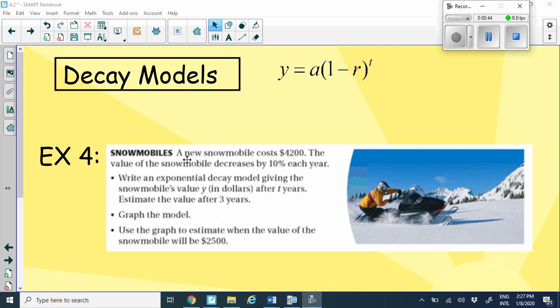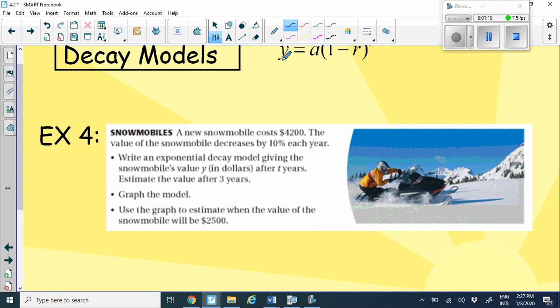So for this problem, it says a new snowmobile costs $4,200. The value of the snowmobile decreases by 10% each year. So notice we see the word decrease, so we kind of know we might have to use a decay model. But they do tell us to write an exponential decay model, giving the snowmobile's value y in dollars after t years. So here, we're going to use this model and the variables that they tell us to use in the problem, so y and t.